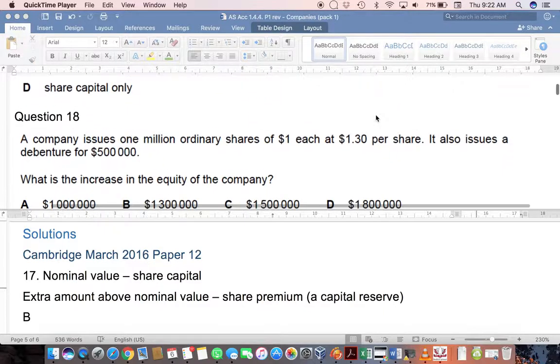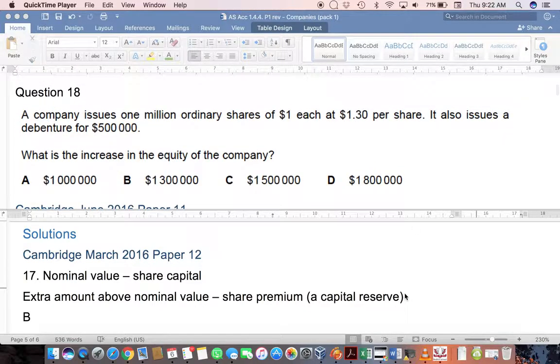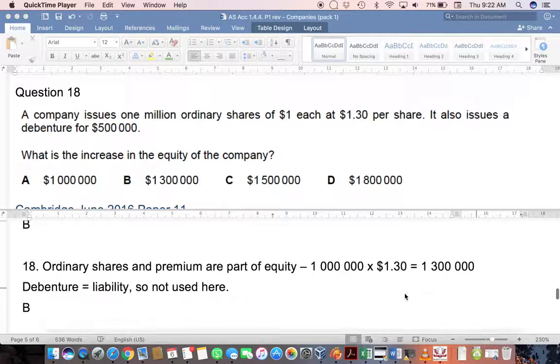The next is question 18. A company issues 1 million ordinary shares of $1 each at $1.30 per share. It also issues a debenture for $500,000. So what has happened is you've got 1 million shares times that $1 will go into the share capital account. And the difference between these two, because they were issued at $1.30, so the difference of 30 cents would need to go to share premium. The debenture of $500,000, you need to keep in mind, is a non-current liability. It's not actually part of equity at all.